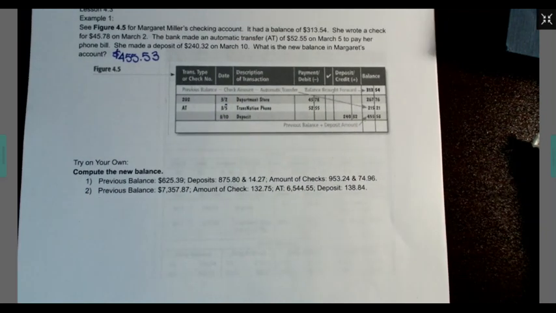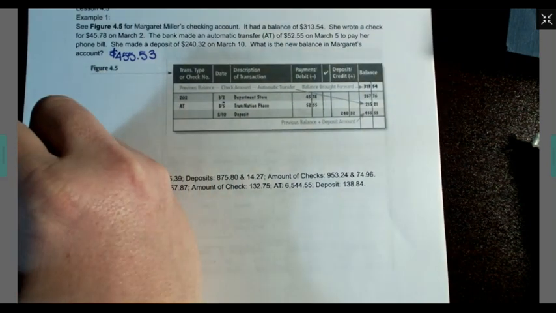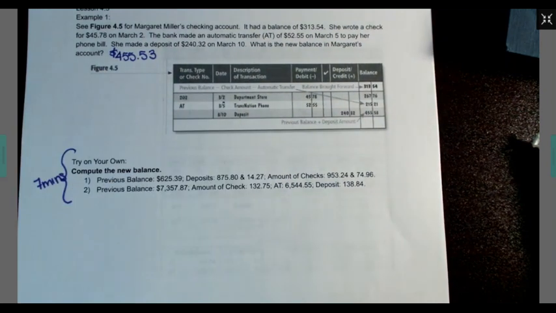Yours is not going to be as detailed as mine, but please remember, deposits get added, checks and automatic transfers get deducted, so get subtracted out of the account. I want you to take about 7 minutes to work through the try on your own for questions 1 and 2, where it asks you to compute the new balance. Go ahead, take a moment to pause your video and answer questions 1 and 2.